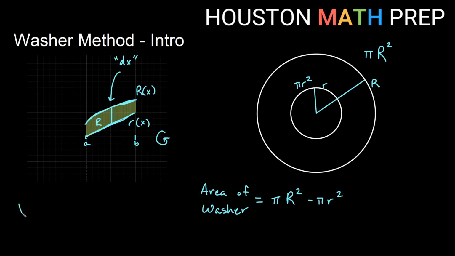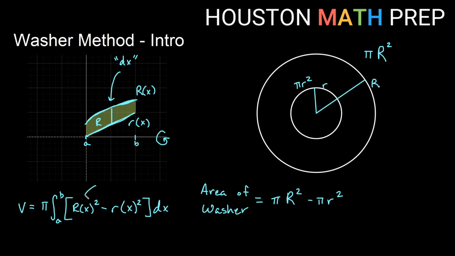So we're going to get that volume equals, now if you'll notice we have a pi in both of these terms, so I could factor out the pi. I'm going to do that for our formula, so we'll get pi times the integral from A to B, and we will have the big R squared, except it will be a function of x. So we'll have capital R of x squared minus little r of x, that function squared as well, dx.